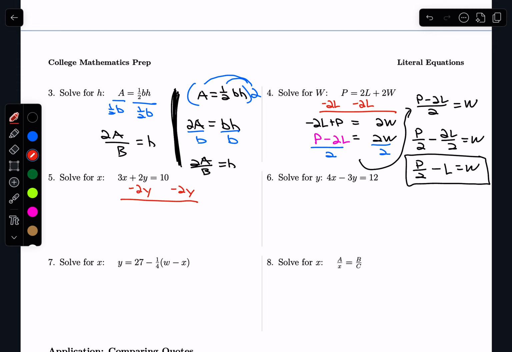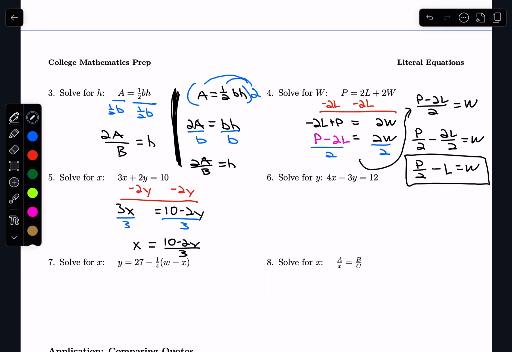Where notice on the right side of this equation, when I write the 2y, I don't write it directly under the 10. I write it slightly to the side to remind myself that these are not like terms. I'm going to write 10 minus 2y in the next step because I cannot combine those. They are not like terms. So now that we have 3x equals 10 minus 2y, I divide both sides by 3. And I'm left with x is equal to 10 minus 2y all over 3.